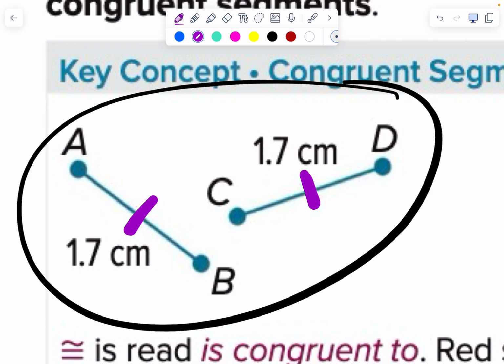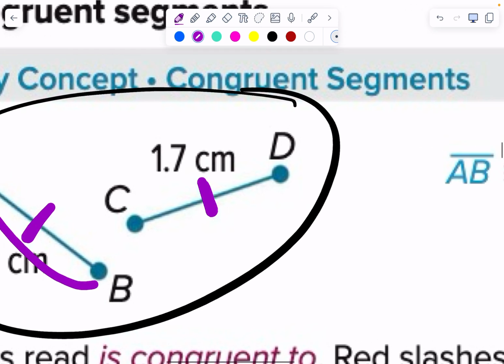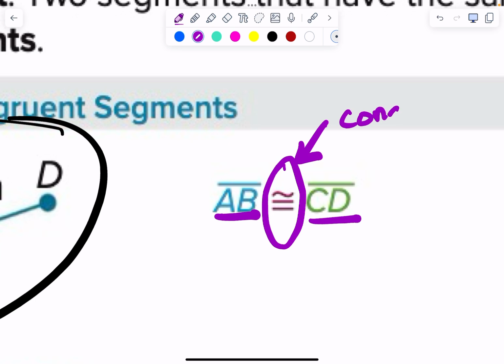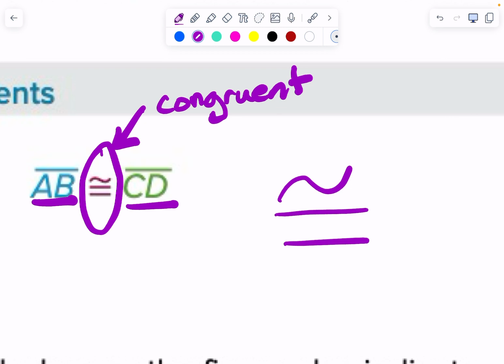Now, the notation that they will use: this segment is called AB, and CD, and then they use this symbol in the middle. This is the symbol for congruent. Everybody write this down. The congruent symbol, if you are drawing it, is an equal sign with a squiggle over top. I think it's called a tilde. Like in Spanish? Yeah. So it's an equal sign with a squiggle on the top, and that means congruent. That means the same length.